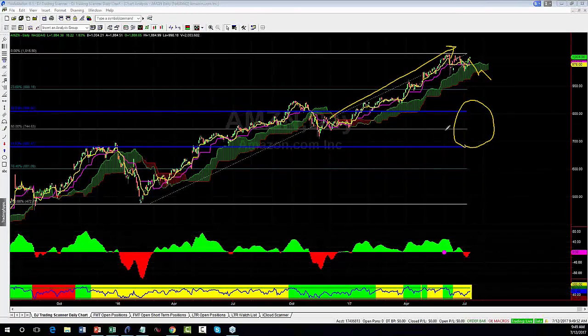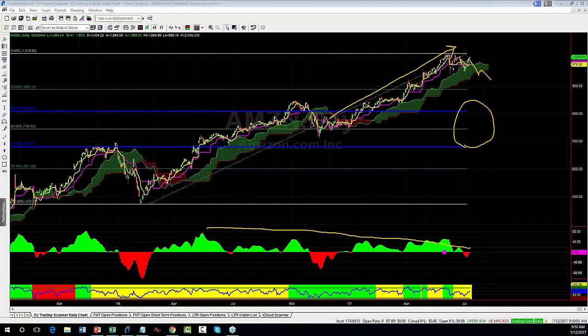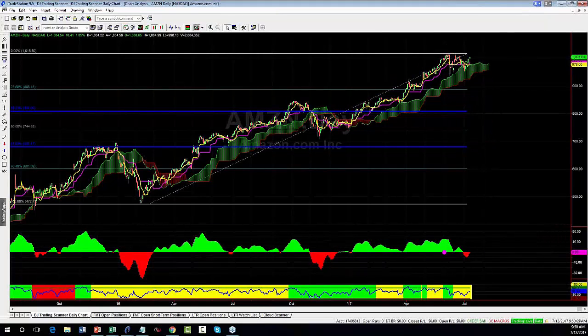Is it going to go up from here? I don't know, maybe. I have no idea how far. Very mature. We're starting to lose momentum. You can see a downslope here to the peaks. So I'm not going long on Amazon, and I'm not going short. But it's a great company, and that's a great trend for sure.